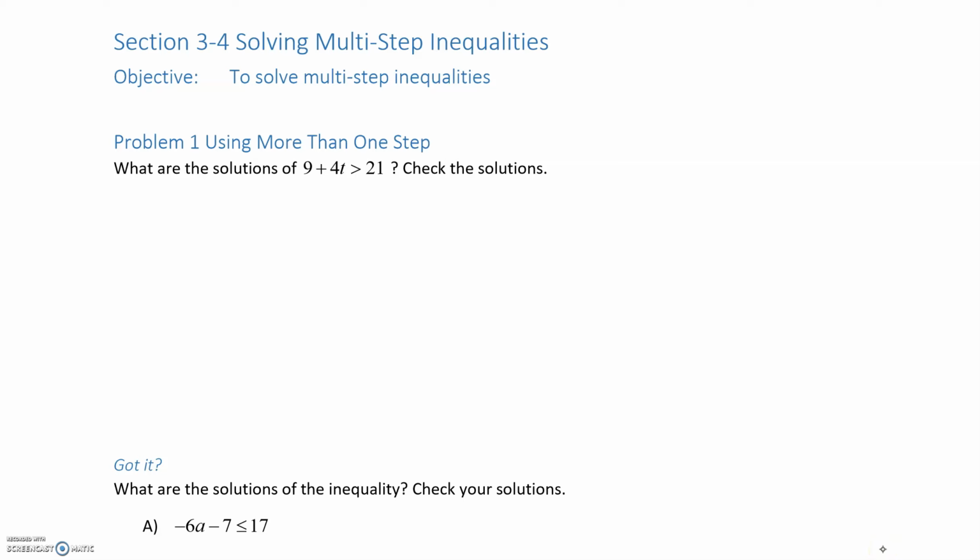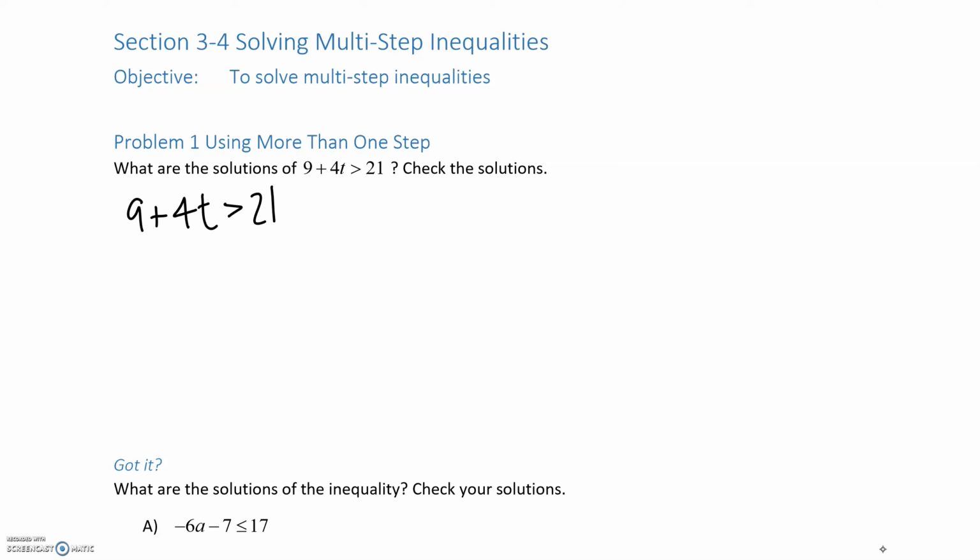Okay, so today we are going to take the last two sections that we've learned and we're going to put them together. So just like our equations, we can solve inequalities in multiple steps. So that's what we're going to start with. So for this one, we have 9 plus 4t is greater than 21.